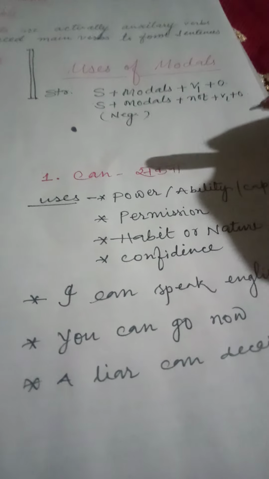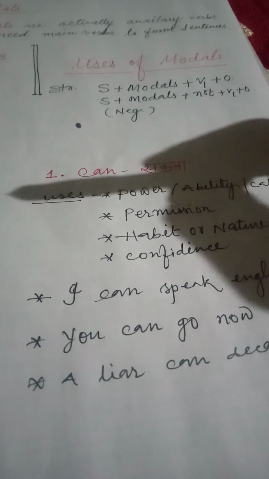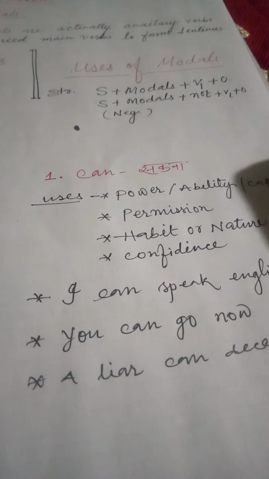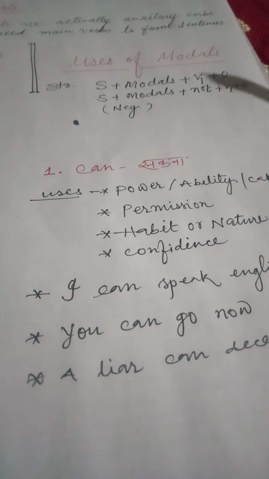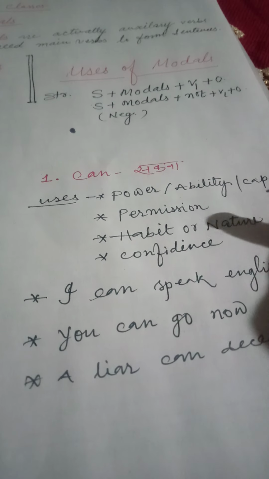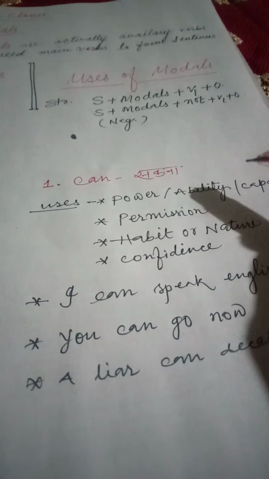First modal is can. You know, can is used in present tense. Can denotes power, ability, and capability. Can is also used to grant permission. It also expresses habit and nature. And when you show your confidence, you use can.